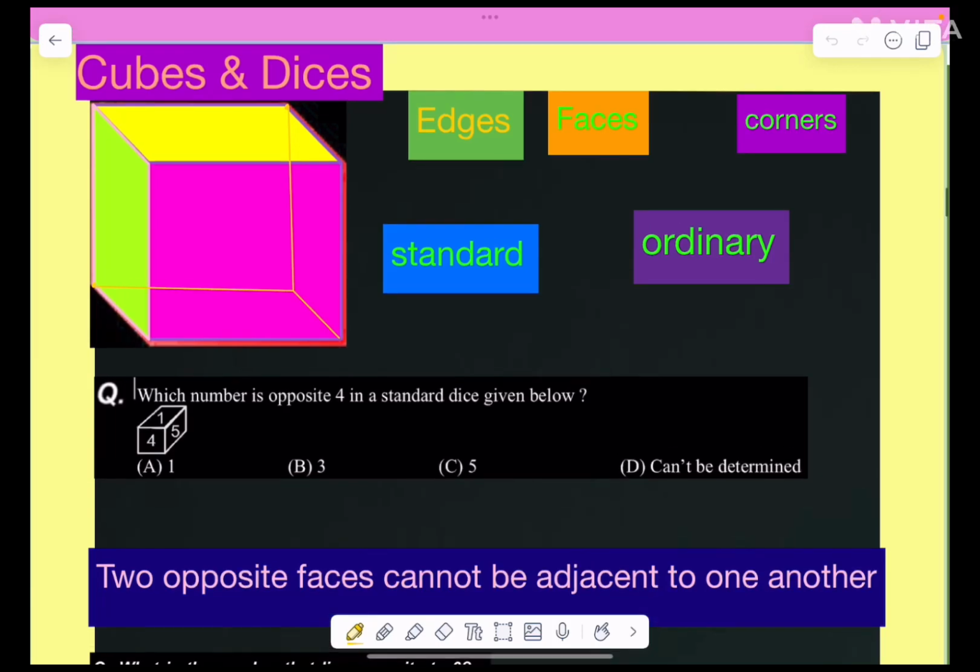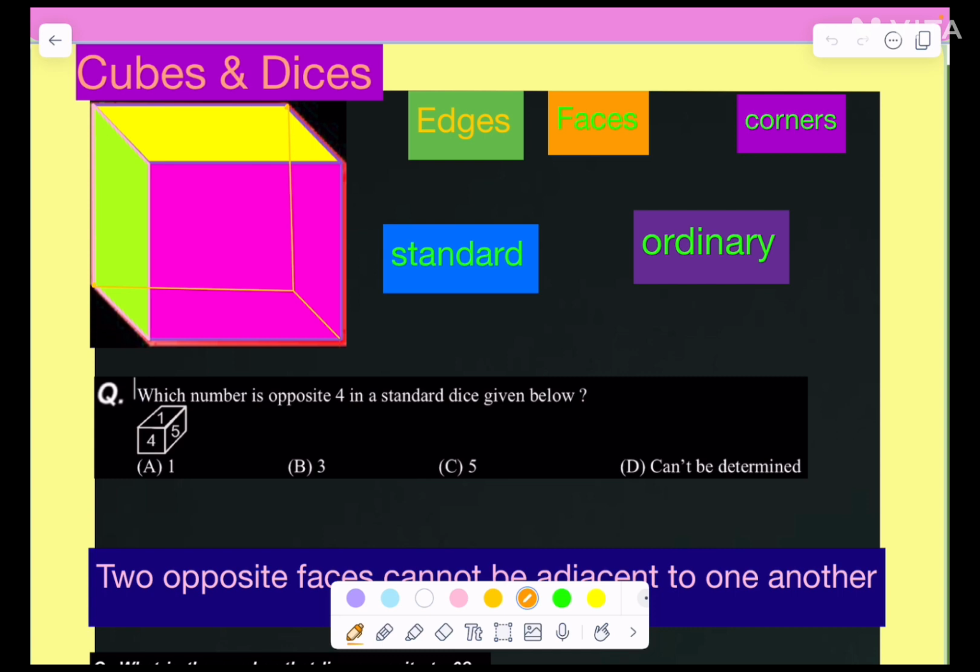Hello students. In this lecture I am going to discuss dice. A die is a cube with markings on each of its faces, and there are certain rules which are very useful for solving sums based on dice. First of all we are seeing the basic types of dice. There are two basic types: the standard die and the normal, ordinary die.